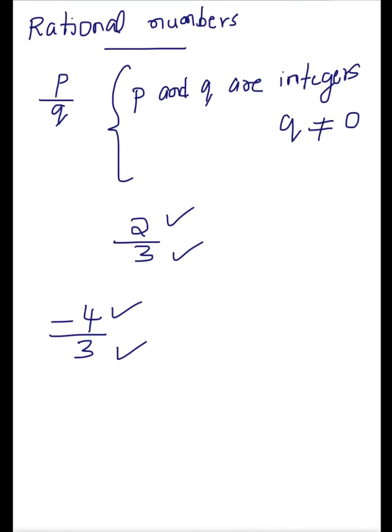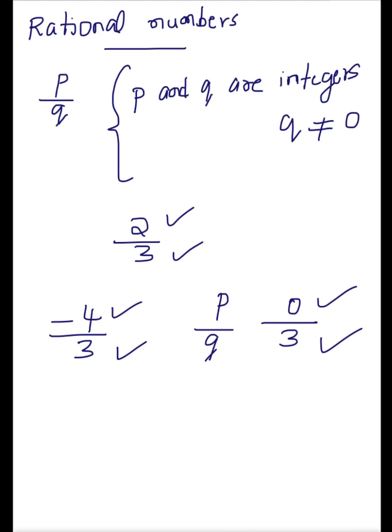Let's take another example, which is 0 by 3. Here also you can see 0 is an integer and 3 is also an integer. So for P by Q, 0 and 3 both are integers, and the denominator is not equal to 0. So this is also a rational number. All these are examples of rational numbers.